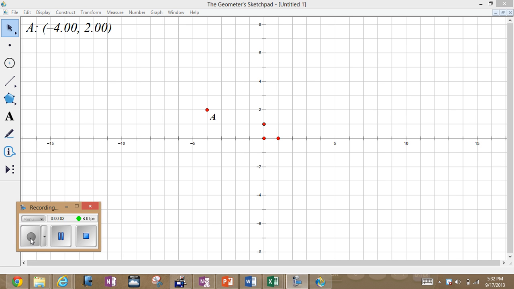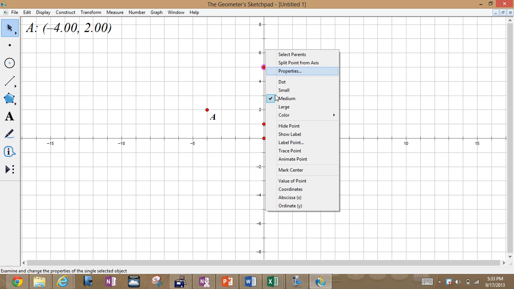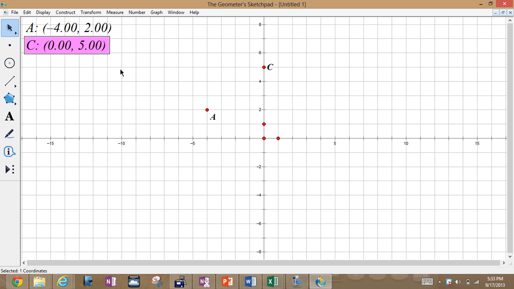All right, with this video, we're going to use Geometry Sketchpad to help us look at the equations of circles. So I've got a point here, A, the coordinates of which, as you can see, are -4, 2. And I'm going to put another point. I'm going to move up 1, 2, 3, and over 1, 2, 3, 4. Okay, and I'm going to plot that point right there. And then, of course, I'm going to label its coordinates. The coordinates there are 5, 0.